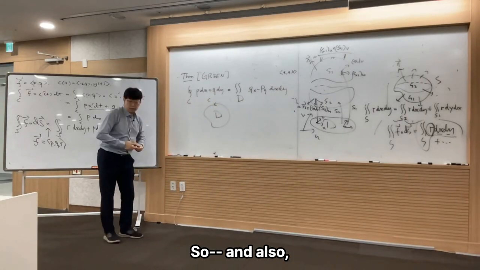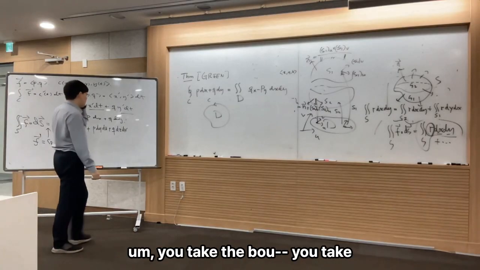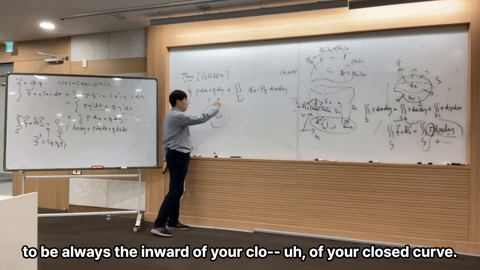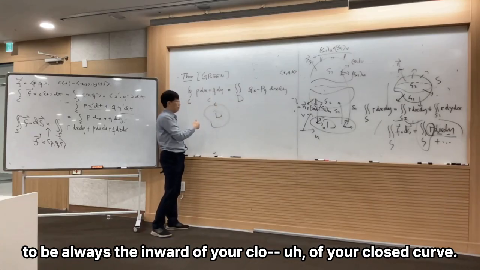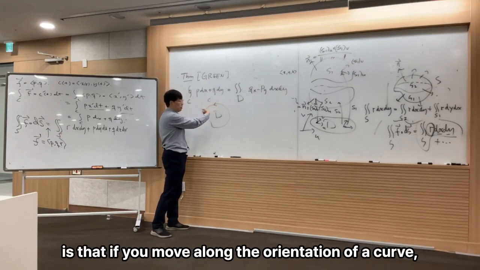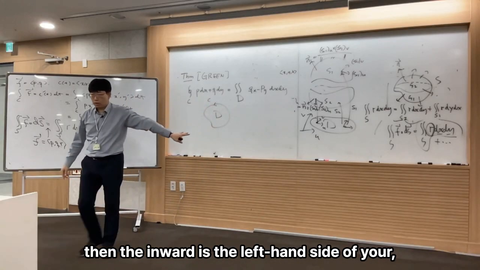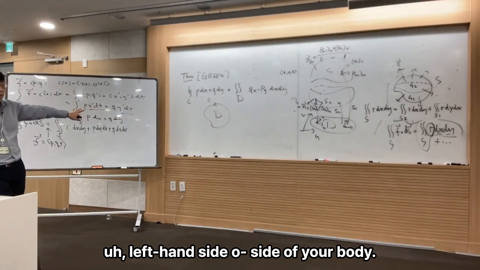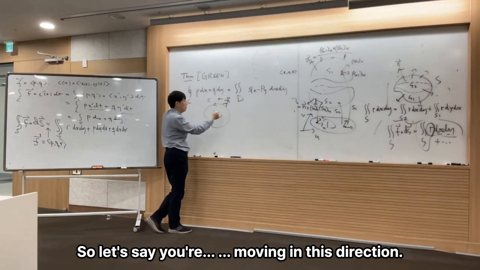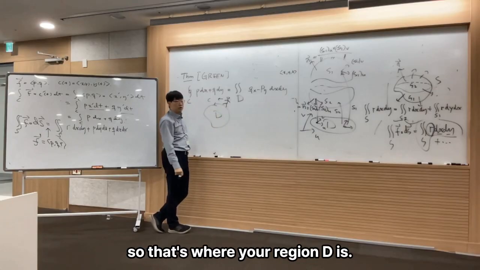And also, whenever you have a closed curve, you take the region bounded by the closed curve to be always the inward of your closed curve. What I mean by inward is that if you move along the orientation of a curve, then the inward is the left-hand side of your body. So let's say you're moving in this direction. Your left arm is pointing inward. So that's where your region D is.